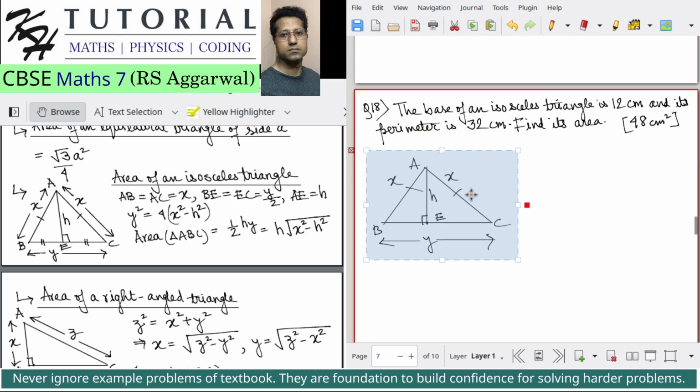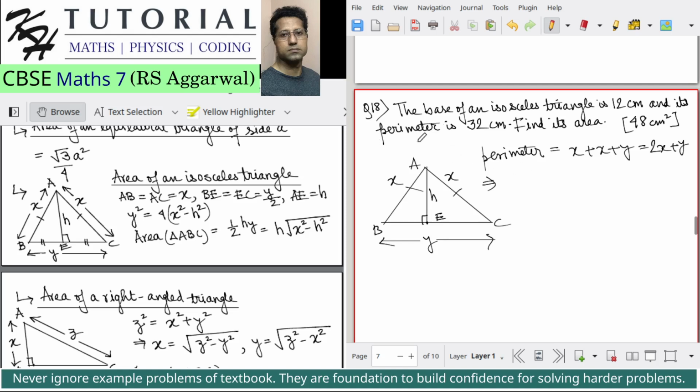So we have this figure. Let's say ABC is the isosceles triangle where the equal sides are x and the base on the other side is of length y. It is given that the perimeter of the isosceles triangle will be equal to x plus x plus y, which is equal to 2x plus y.